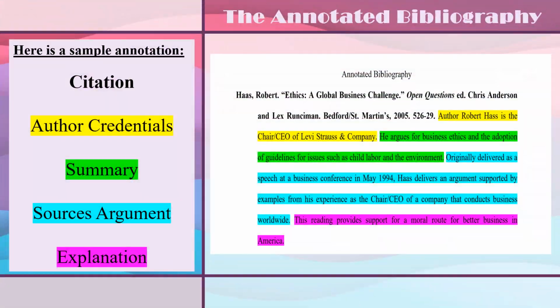Let's look at a sample annotation. So you will notice in this example that I have my citation bolded, my author's credentials highlighted in yellow, my summary in green, the source's argument in blue, and the explanation in purple. I have done this in this example so that you can see the different features. However, in your annotation, you will not have any highlighting or boldface print.